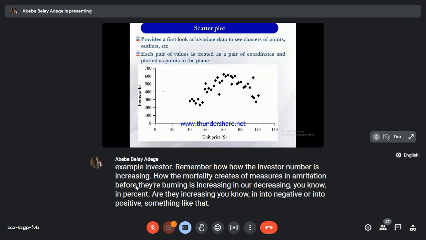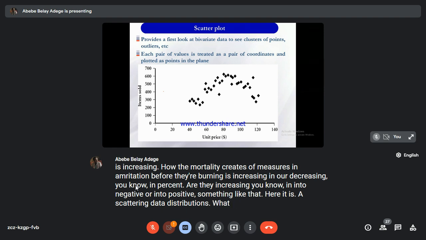Here it is a scattering of data distributions. What type of data distribution do they have? What type of data distribution?